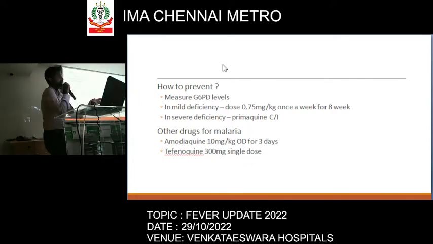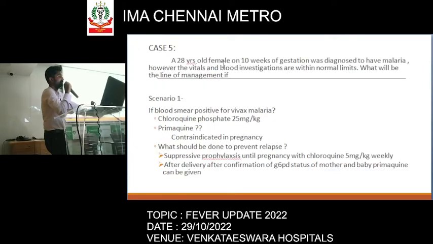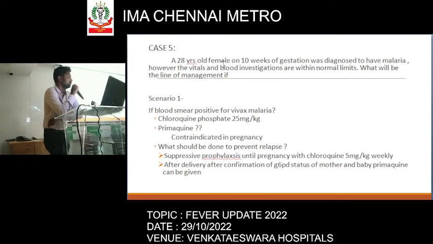Now, a 10 weeks gestation pregnant lady has been diagnosed with malaria, with a blood test and investigations, and vitals and everything are within normal range. How will we manage this patient? If the smear is positive for vivax malaria, chloroquine phosphate is going to be given. Whether primaquine can be given in this scenario? No.